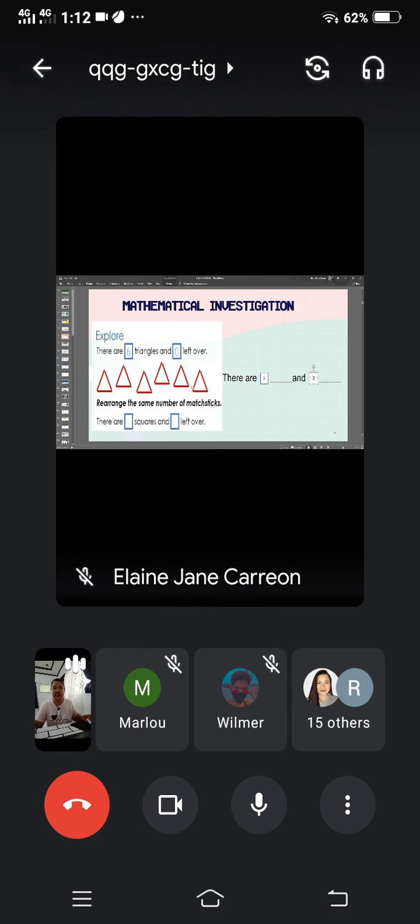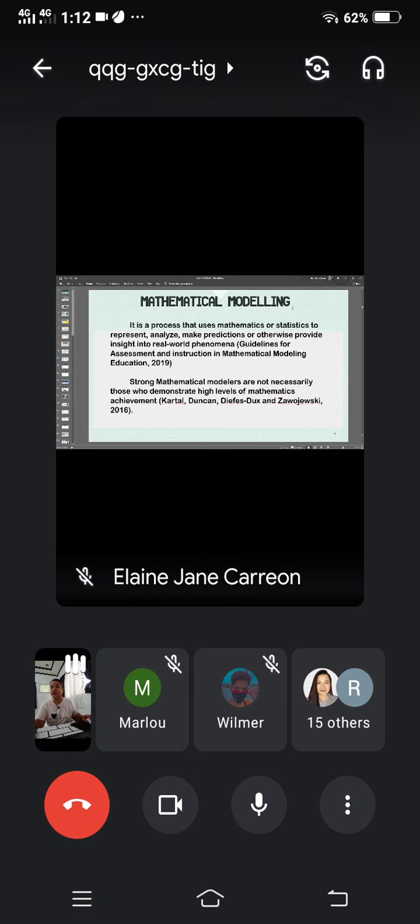So hindi lang triangle at hindi lang squares, kundi ibang shape. So paano niya nakuha yon? Using mathematical investigation. So let's move on to mathematical modeling.